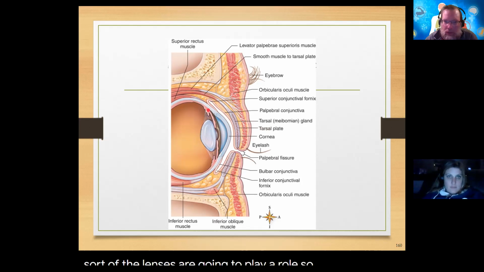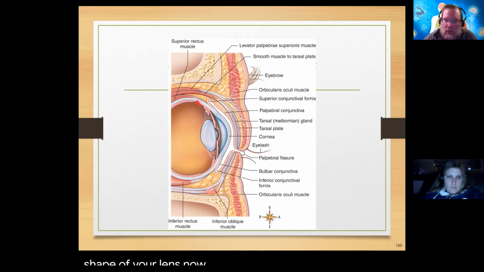So these little puppet strings are going to either constrict a little bit. Maybe they're going to pull and flatten the lens out. That will enable you to see something far away. If we need to see something up close, we need to adjust the tension of these little cords and allow the lens to be maybe a little bit more curved. So that's what you're doing when you guys are focusing. Your ciliary muscles are contracting or relaxing and adjusting the shape of your lens.